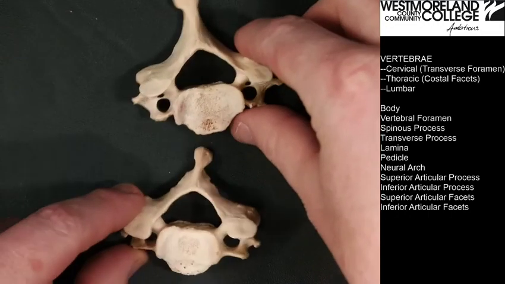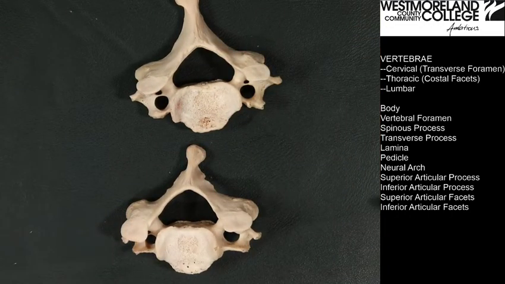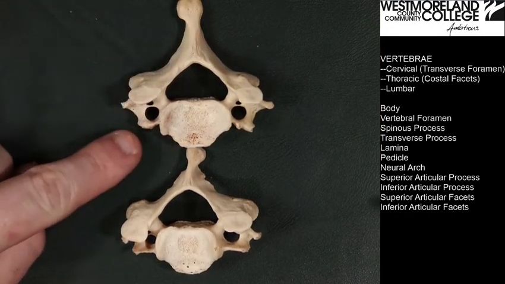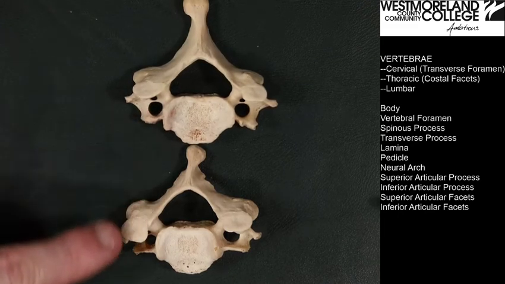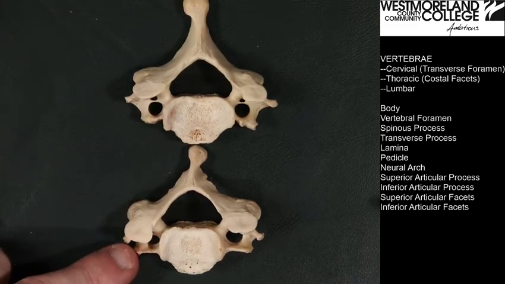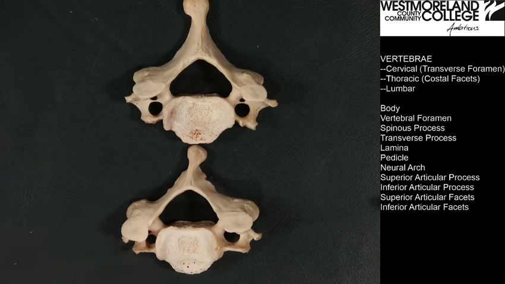The cervical vertebrae have all the same structures, except in the transverse process, there is an additional opening. This opening is the transverse foramen.